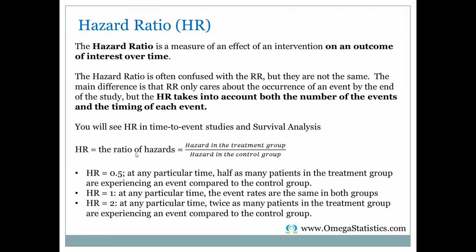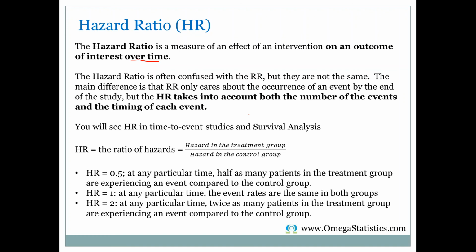So now we have hazards. Hazard ratio is a measure of an effect of an intervention on an outcome of interest over time. And it's a rate, okay? So it's often confused with the risk ratio, but they are not the same. The main difference is that the risk ratio only cares about the occurrence of an event by the end of the study.